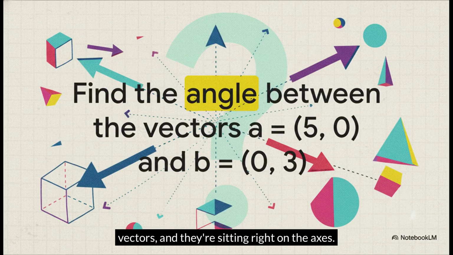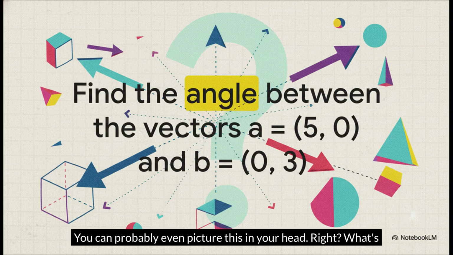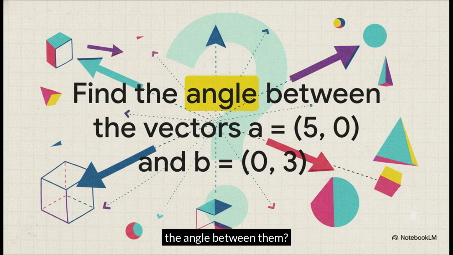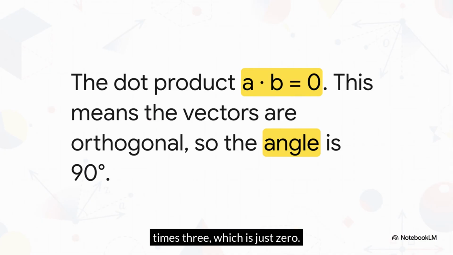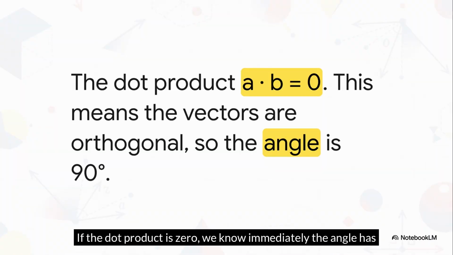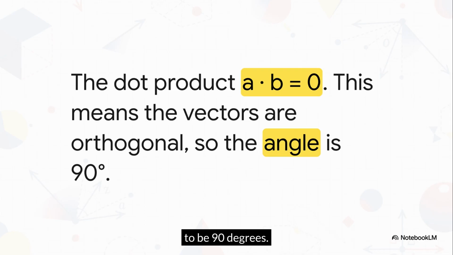Okay, what about this one? We've got two vectors, and they're sitting right on the axes. You can probably even picture this in your head, right? What's the angle between them? Let's work it out. The dot product is 5 times 0 plus 0 times 3, which is just 0. And right there, we can stop.